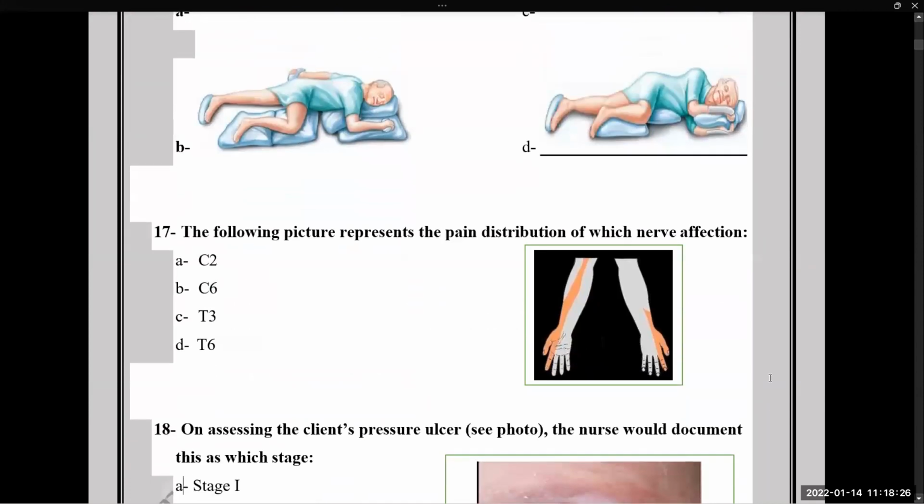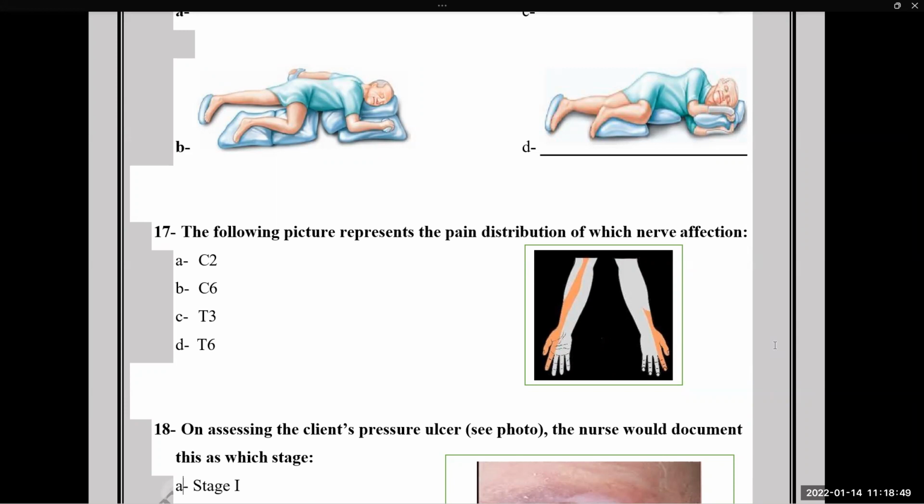Question number 17. The following picture represents the pain distribution of which nerve affection? The white shaded area is where the patient is having pain, on all of these areas.